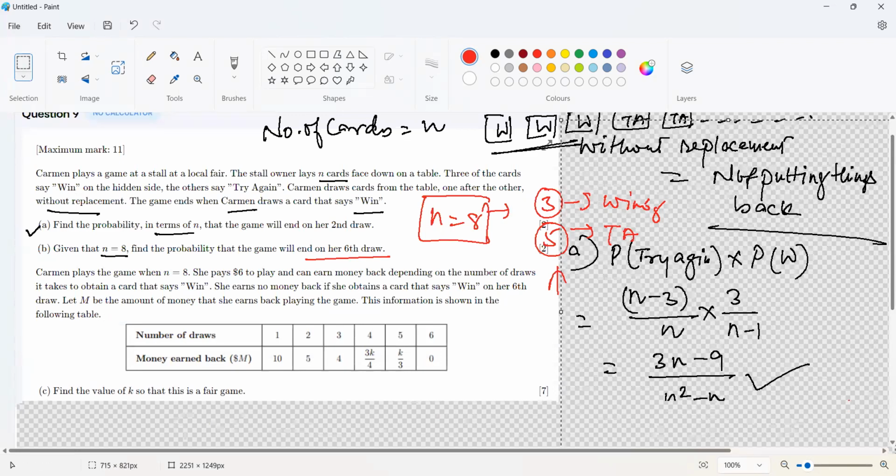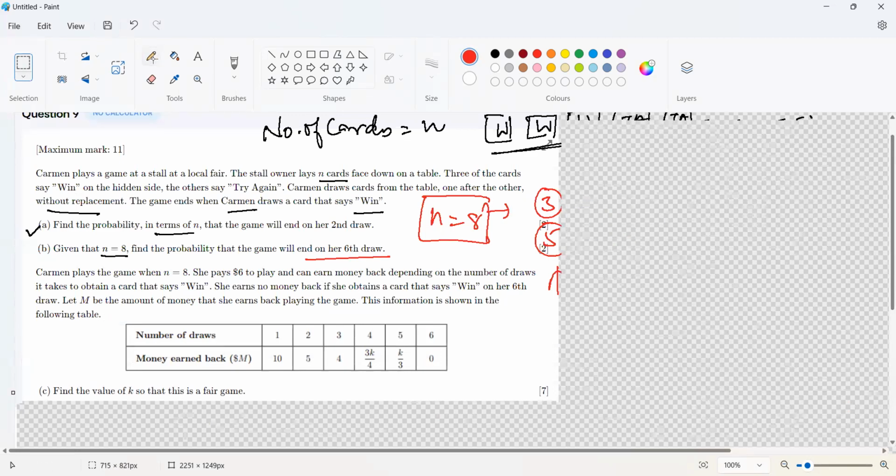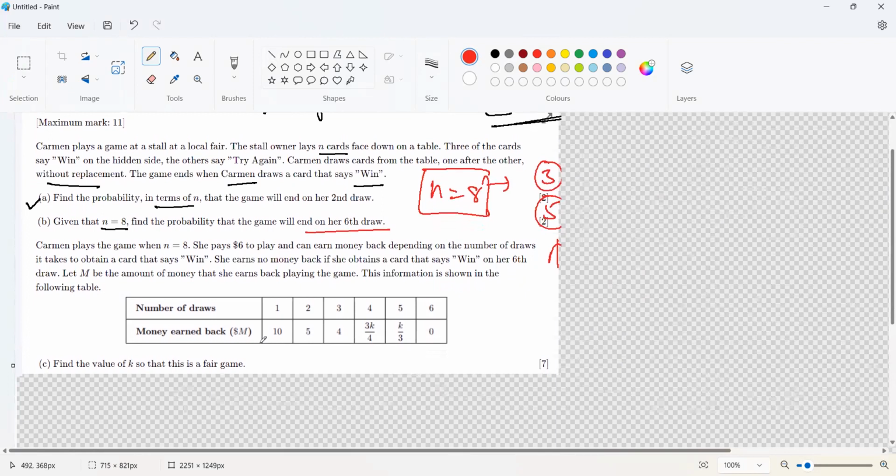When will it be fair? It will be fair when whatever money she gave, she will get returned back, isn't it? So she gave $6 to play this game. If she gets back that $6, then it means this is a fair game. Otherwise, if she won, then again it's not fair. If she won, it means this game is not fair. Even if she loses some of the money, then again it is not fair. So to make it fair, whatever she gave, she needs to get that back.